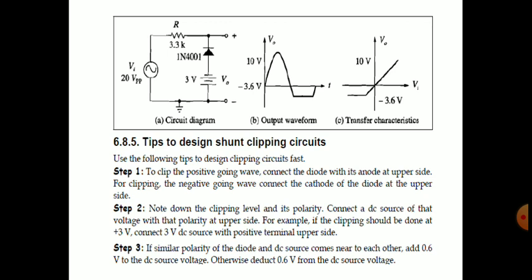See here, if you read step 3 and observe the above circuit, then we can understand it easily with the example. If similar polarity of the diode and DC source, that means P to the plus, N to the minus, comes near to each other, add 0.6 volts to the DC source voltage. Otherwise, deduct 0.6 volts from the DC source voltage.